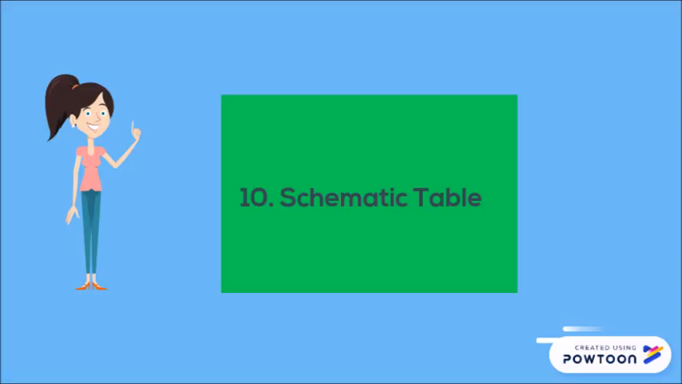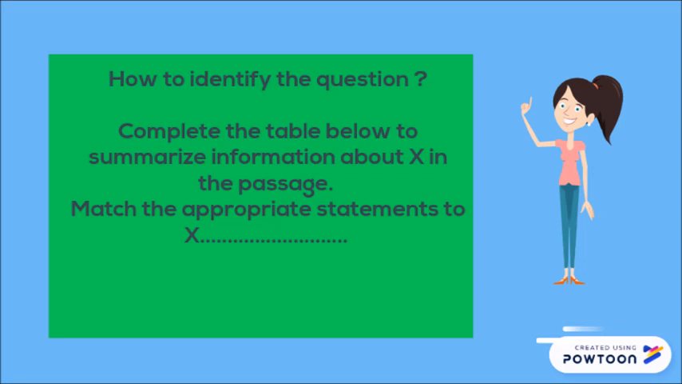Number 10. Schematic table. Reading skill 10. How to identify the question? The most typical phrase in this type of question is: "Complete the table below to summarize information about" the topic in the passage. "Match the appropriate statements to"... In this skill, we have to scan the paragraph and then paraphrase the information and eliminate choices.